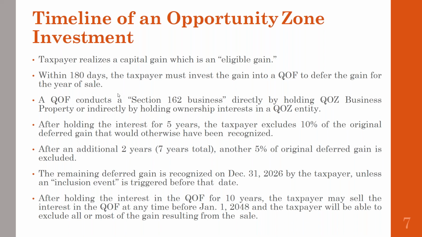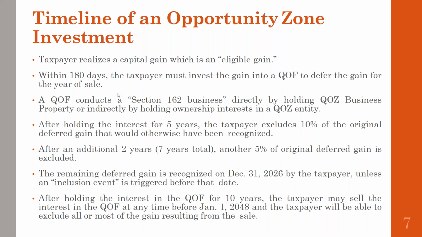And in addition to that, we've talked about holding the interest for 5 years, excluding 10% of the original gain. We've talked about the additional 2 years that you get for an additional 5. And again, on December 31st, 2026, you're going to have an inclusion event if the property has not been sold beforehand. If the property is sold beforehand, we'll get to that, you're going to have an inclusion event. But if you recognize an inclusion event in 2026, it's because you're still holding the property.